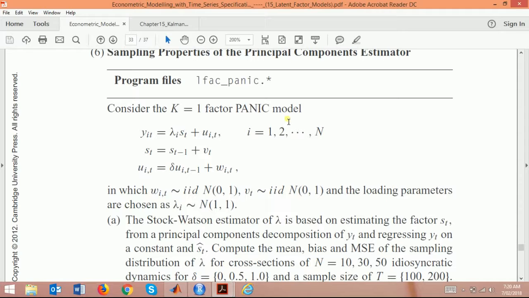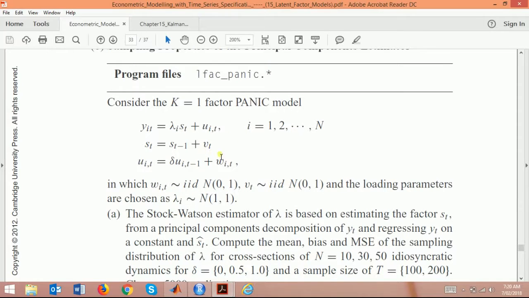So k equal to 1 factor panic model, where the only change the panic model brings is that there is no autoregressive parameter. It's a fixed effect model, because it's based on, well, panic model stands for what? Panic model stands for the whole abbreviation. It's a panel model, right? It's a panel estimation model.